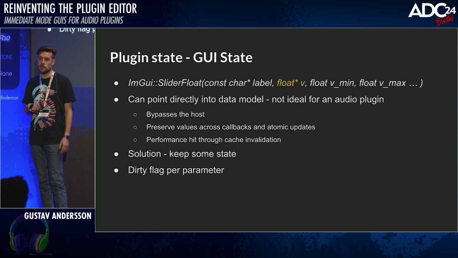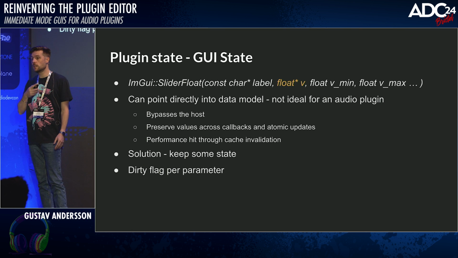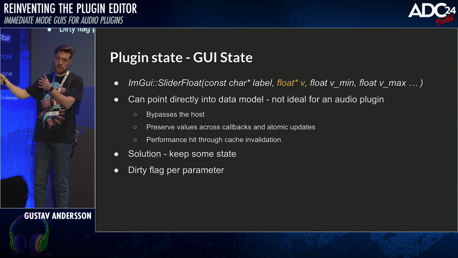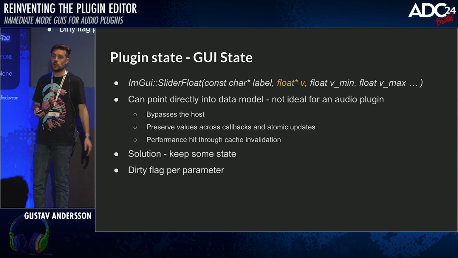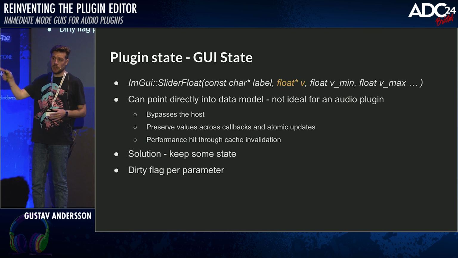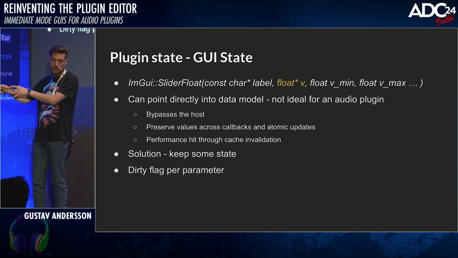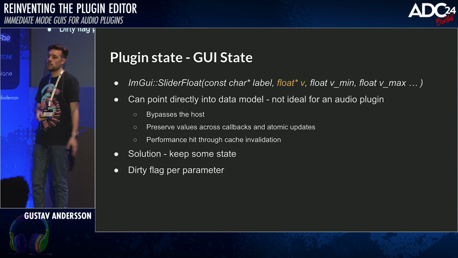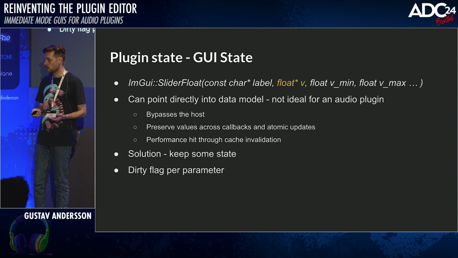Yeah, I want to say something about the state from a plugin perspective. Like this slider float, this is the signature of the function that draws a slider, a vertical slider or horizontal slider in ImGui. And the V argument is a value. It's a floating point pointer, but it's also an input-output parameter. So this is the value that will be displayed. But if you click and drag on the slider, this value will change. So you can use it to point directly into the data model, so that the GUI can directly change things in the data model. And this might be really cool for prototyping, for development, for getting things to run quickly.